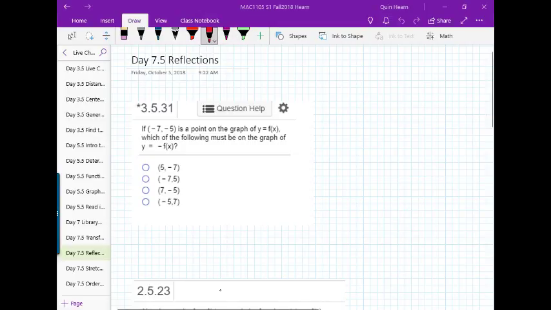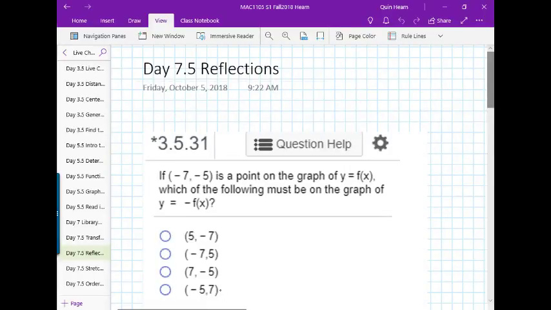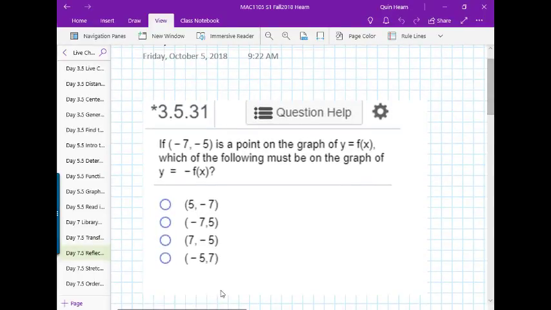All right. So let's talk about this idea of reflections. Reflections have to do with when we negate a function. So the first thing I want to talk about is if you have a function f of x, and you know that the graph of that function goes through the point -7, -5. So you have the function y is equal to some equation f of x, and it goes through -7, -5. Then which of the following must be on the graph of y equals negative f of x?